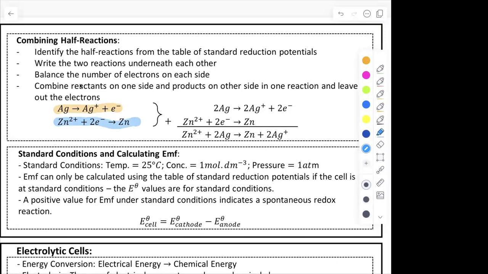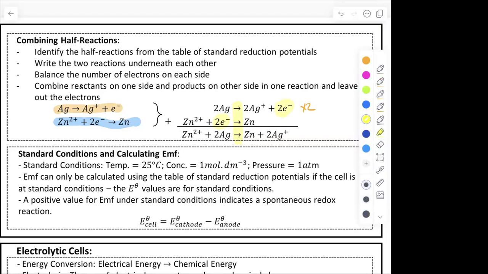With those two reactions, I need to write them one underneath the other. What I find very useful is to put my arrows all in the same place. The next step is to make sure you balance your number of electrons, because you'll see silver only has one electron, zinc has two electrons. So I need to balance my electrons. I'll multiply this whole line by 2, so that when I'm looking back at this, I've got 2 electrons here and 2 electrons there. That's why it's important to multiply the 1 by 2.